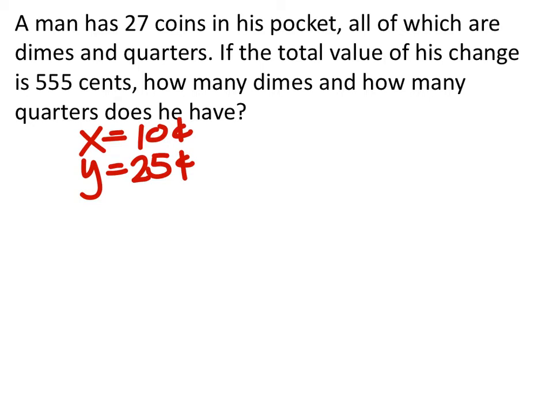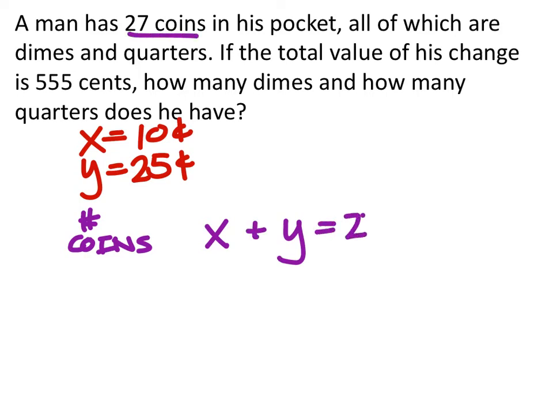And my first equation is going to be based on coins. So the number of coins, I've got X number of 10-cent coins, and then Y number of 25-cent coins. If I add these, I should get 27 total coins.